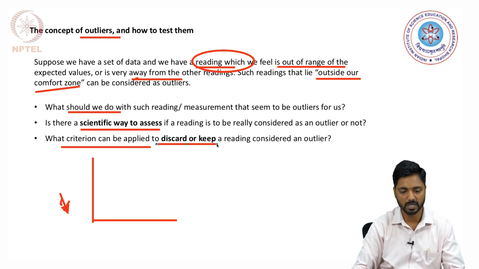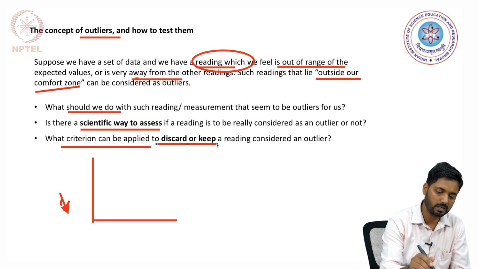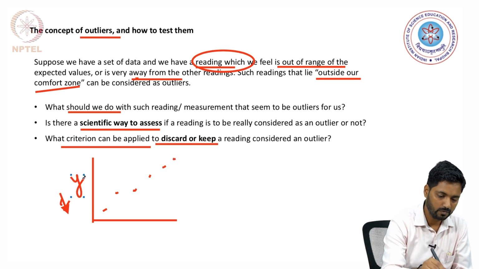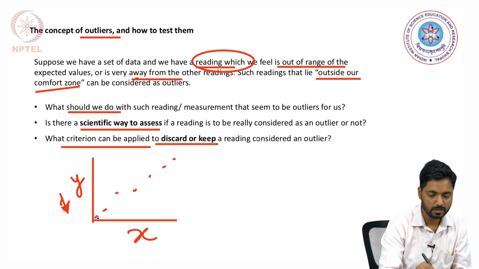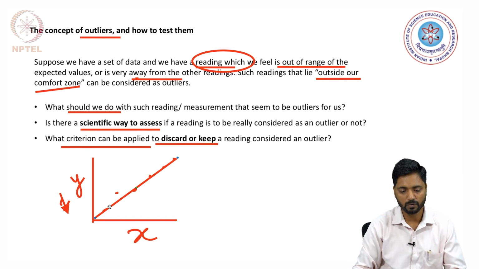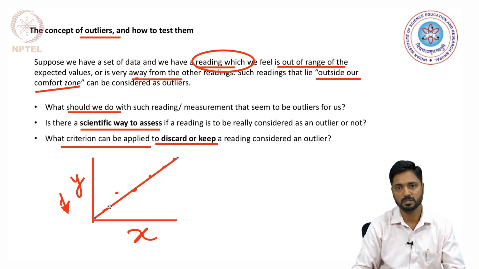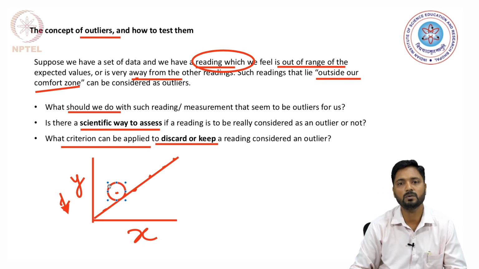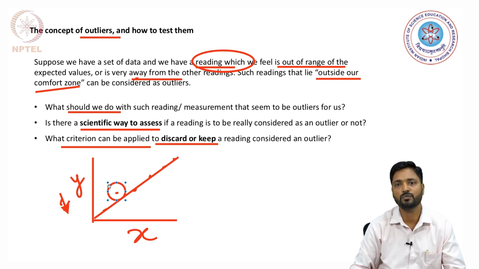Now, take an example where we are supposed to get a straight line between y and x. So, we see that about 5 of the 6 points that I have drawn actually fall very well along a certain line, but one point which is encircled now seems to be lying outside this expected value of linearity.